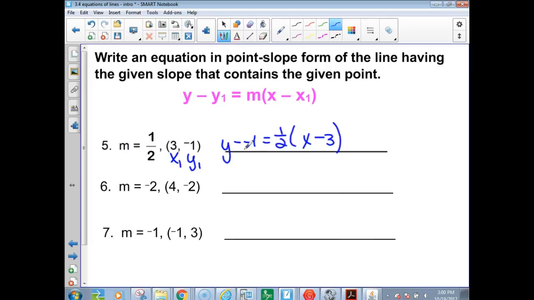I am not going to allow you to leave it like that, though. You need to simplify it. Okay? What happens when you subtract a negative? At least do that for me right now. So it'd be y plus 1 equals 1/2 parentheses x minus 3.